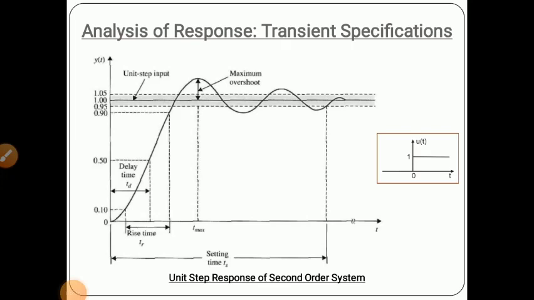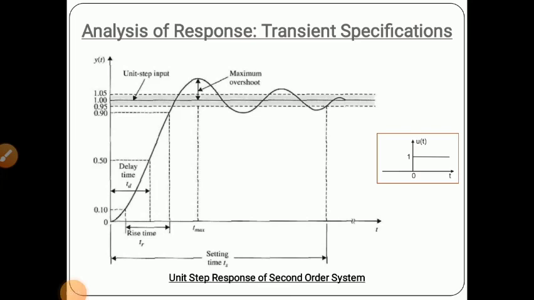This is the graph for the unit step response of a second order system. Let us assume there is a second order system, and the input to that system is a unit step. What will be the output? The output of this system is in a transient form. We get some peaks, and after some peaks the output of the system settles down.